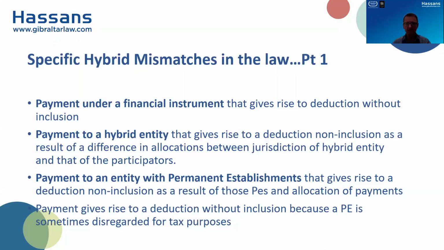Thirdly, a payment to an entity with a permanent establishment that gives rise to a deduction and non-inclusion as a result of those permanent establishment and allocation of payments. So that's the third example that I gave before, where one jurisdiction, the jurisdiction of the permanent establishment, doesn't recognize the permanent establishment, and then the jurisdiction of the headquarters does recognize the permanent establishment and therefore does not tax the income in the permanent establishment.